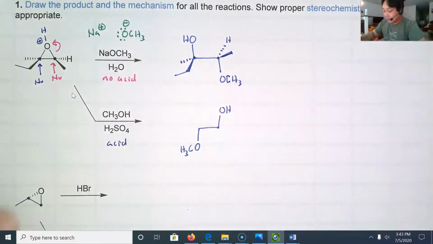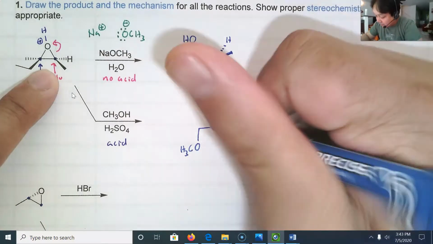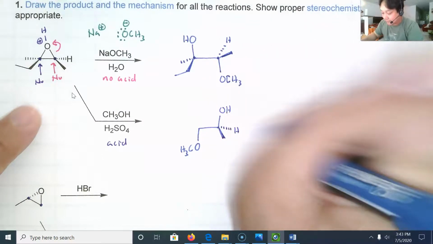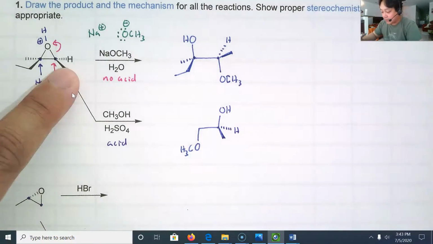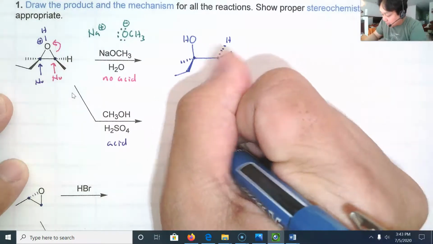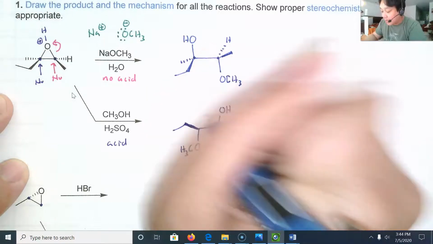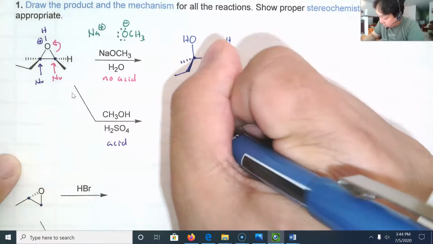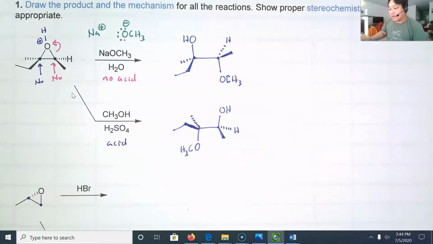The right side stays the same this time. Exactly the same. Wedge dash. The left side, the wedge dash stays the same, but we're going to push them up. So the ethyl is still wedge, and the methyl is still dash. That's the correct answer for that.